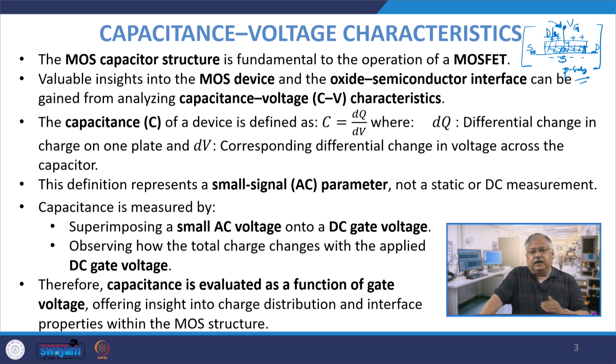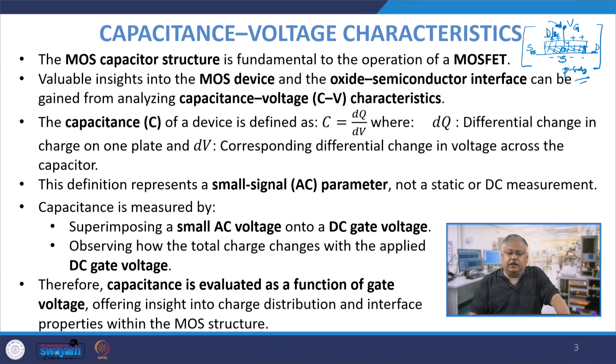Now, please understand that the capacitance of any MOS device will depend upon the total charge. The total charge on the semiconductor side will depend not only upon the inversion charge or the accumulation charge, but also upon the interface trap charges. And therefore, when you plot the capacitance versus voltage characteristics, you get many important ideas about the trap charges or interface trap charges.